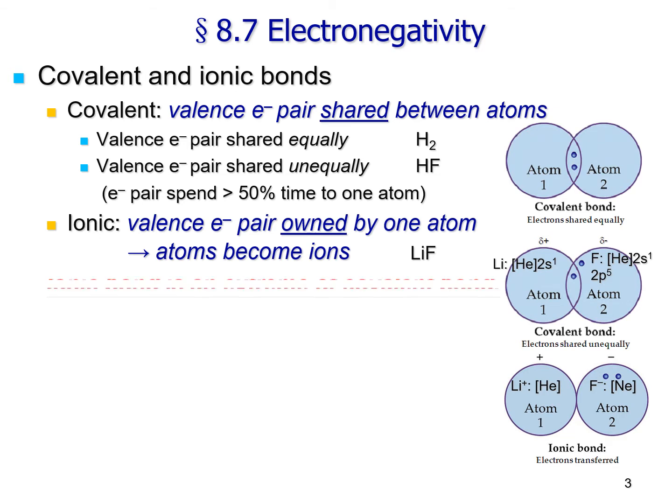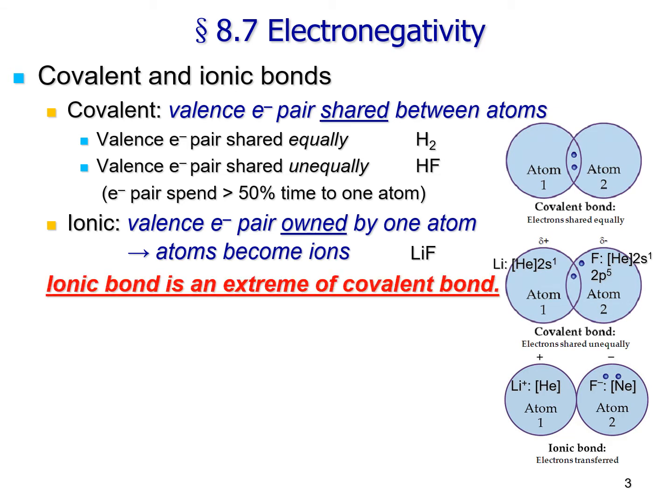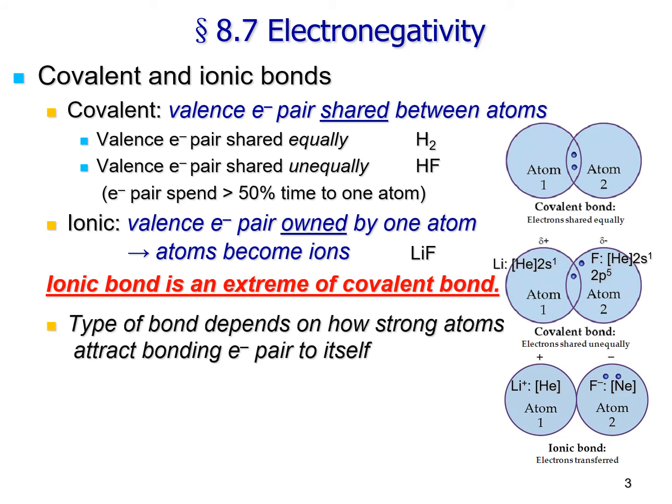So all of this has come to one statement. An ionic bond is only an extreme of a covalent bond, and the type of bond actually depends on how strongly the atom attracts the bonding pair towards itself. If fluorine is too strong compared to its counterpart, it's going to be an ionic bond. If fluorine is not too strong compared to the counterpart, like hydrogen, we have a covalent bond. If these 2 are equal, that's going to be an equally shared covalent bond.